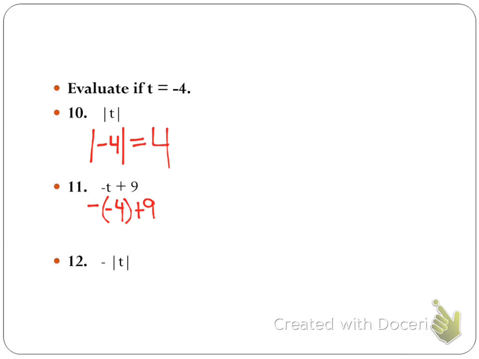Ellie, can you help me out with the rest of this problem? I have no idea. So the first part would read the opposite of negative 4. Can you help me out with that part? 4. Wonderful. So we would change this to a 4. We're still adding that 9. The last part of that is just to add those together.